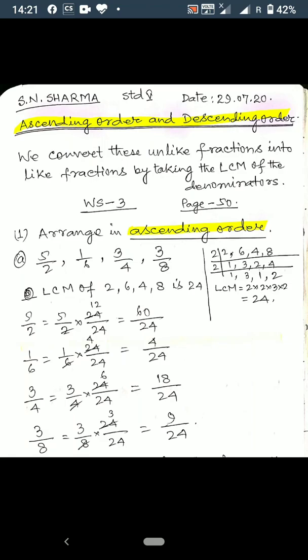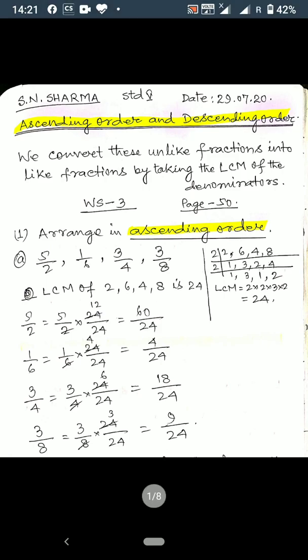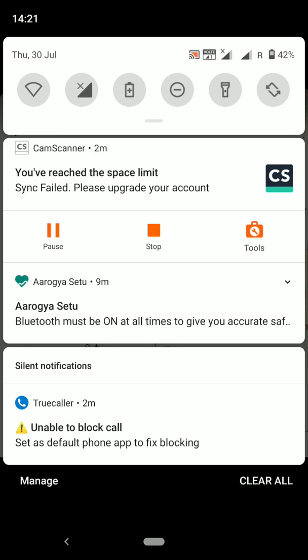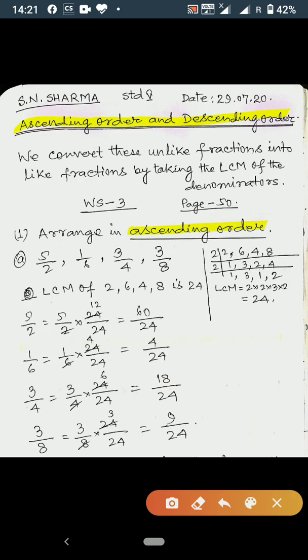Good morning, students. Today I will discuss ascending order and descending order, addition and subtraction of fractions, etc. We convert these unlike fractions into like fractions by taking the LCM of the denominators.